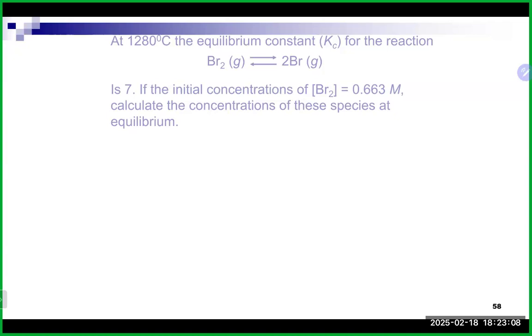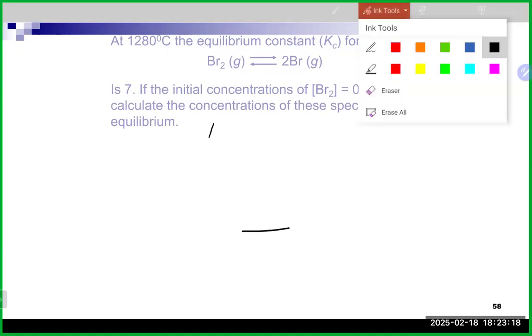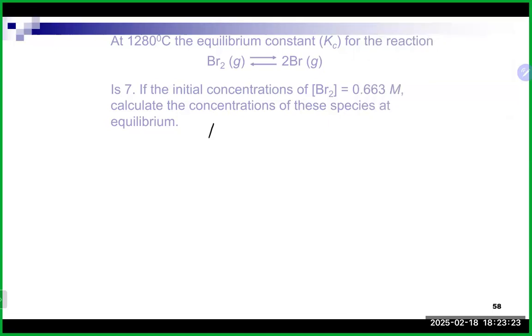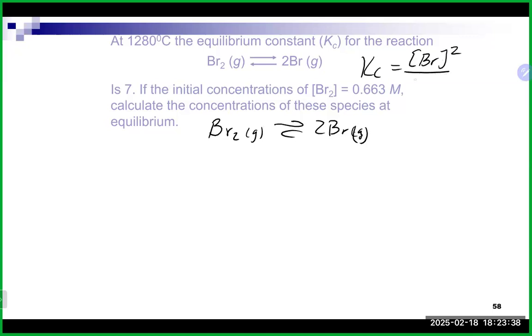So there's no possible way for you to calculate Q, so you don't have to worry about it. We're just going to jump into our ice table. I will rewrite the equation there so I can see it: Br2 going to 2Br. We could write our expression, our Kc in this case would be the concentration of Br squared, divided by Br2, and this equals lucky number 7, right?